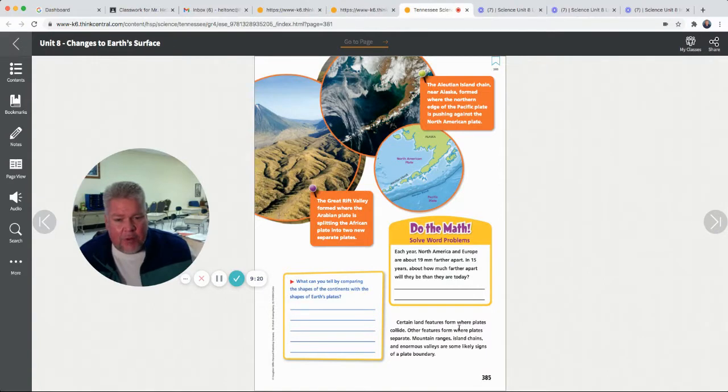Certain land features form where plates collide. Other features form where plates separate. Mountain ranges, island chains, and enormous valleys are some likely signs of a plate boundary.